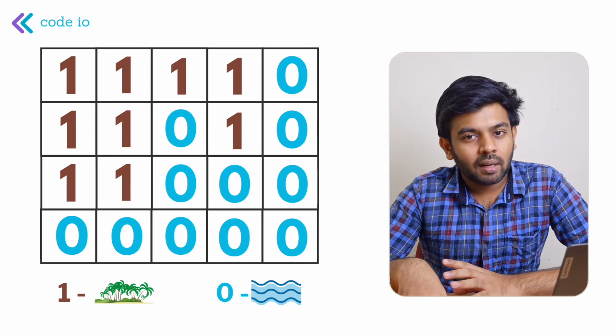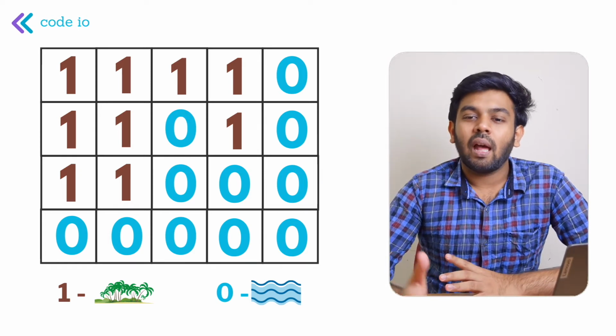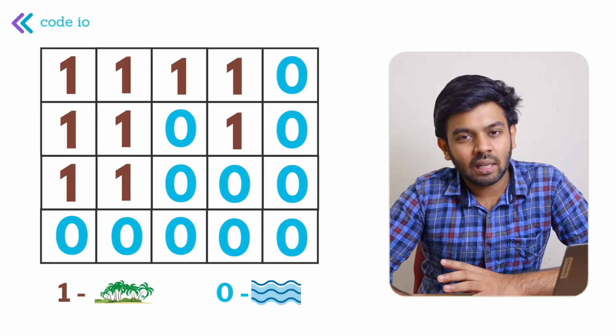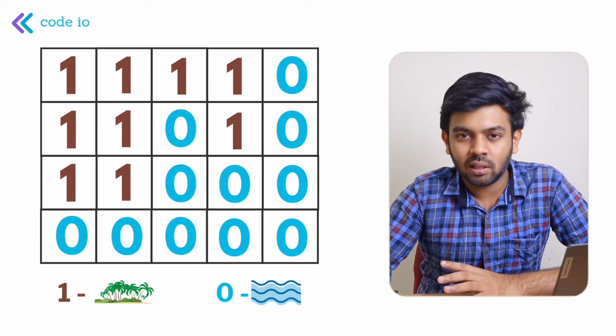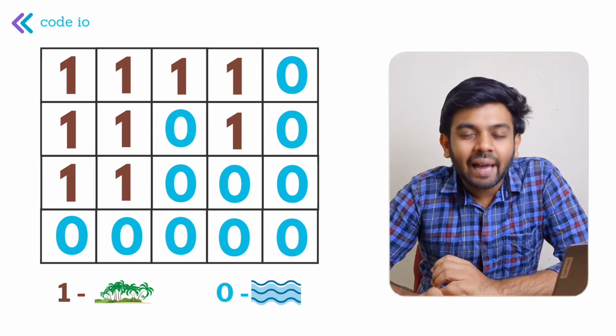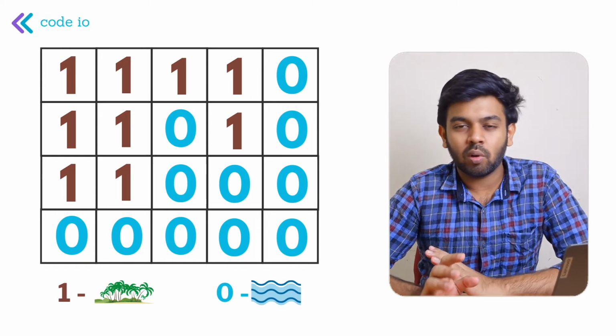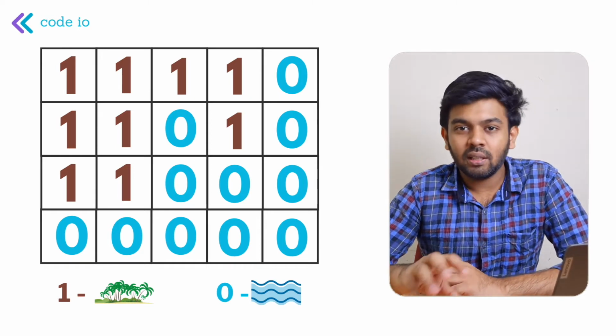So we are given a binary matrix, so it has only ones and zeros, and the ones in the matrix are considered land and the zeros in the matrix are considered water, and you are required to find the number of islands in this matrix. That basically is what the question is. So I am required to find the number of islands.